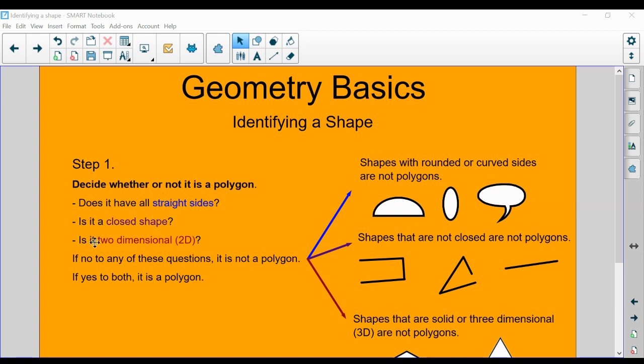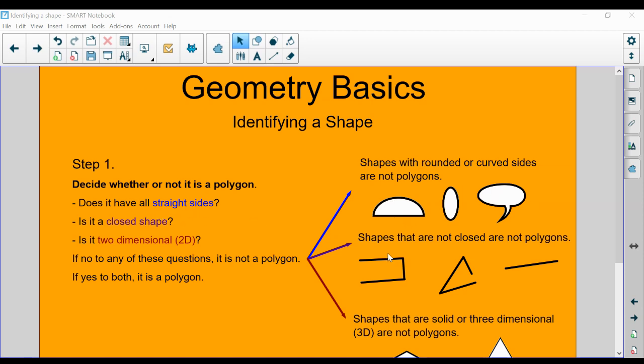And is it two-dimensional? So you can say, all right, well, this shape that I have in front of me, does it have all straight sides? If you have a shape like this, where it has a curved edge and a straight side, it is not a polygon because it doesn't have all straight sides. Same with the oval, same with the speech bubble. No straight sides on these two. This one has a straight side but curved. None of these are polygons.